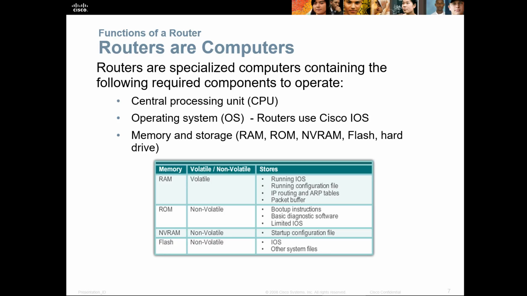So, routers are just a dumb computer. A router has a processor, has an operating system, has memory and long-term storage. The operating system for a Cisco router is IOS. However, this is not the only Cisco operating system out there. So, for memory, RAM, it's volatile. Inside memory, we have the running IOS, the running configuration, the routing and ARP table, and packet buffer. In the ROM, which is non-volatile, we have the bootup instructions, the basic diagnostics, and a very limited IOS. In the NVRAM, non-volatile RAM, that will be the startup configuration. We can actually change and update the NVRAM a lot easier than we can ROM.